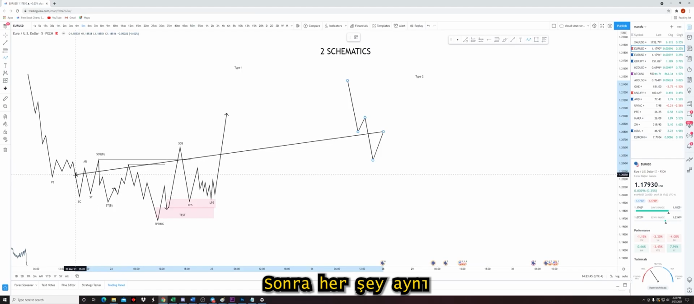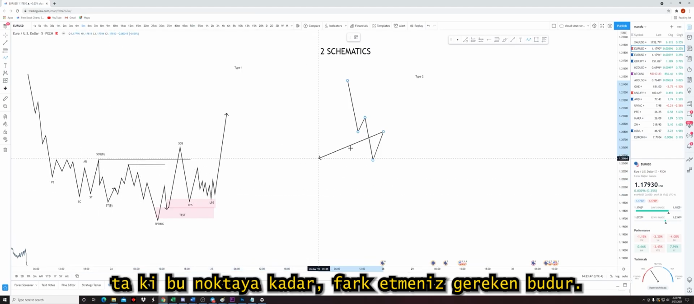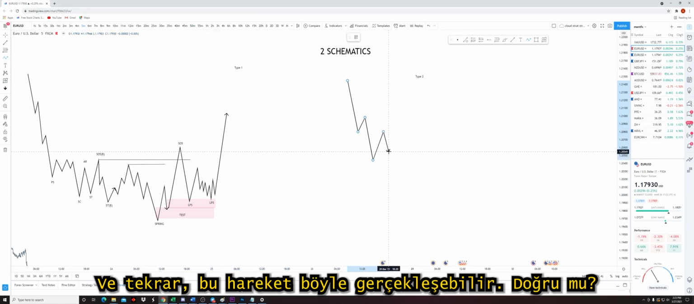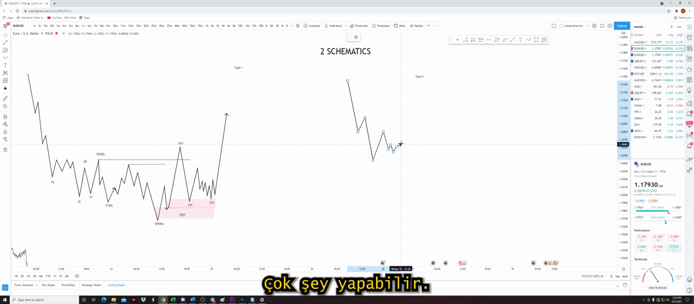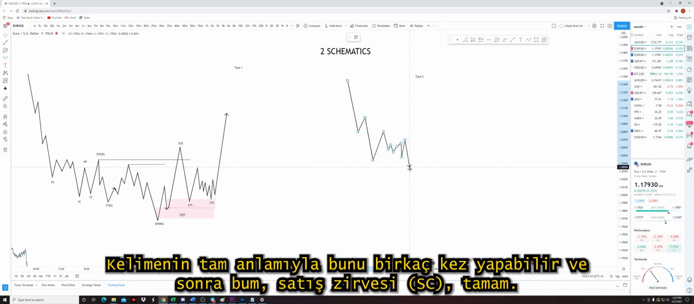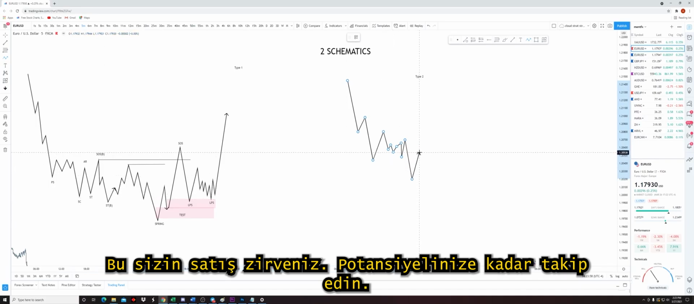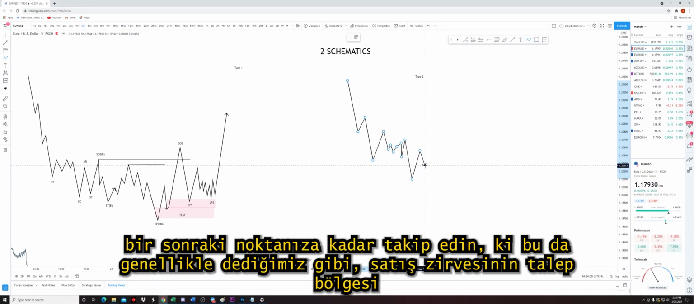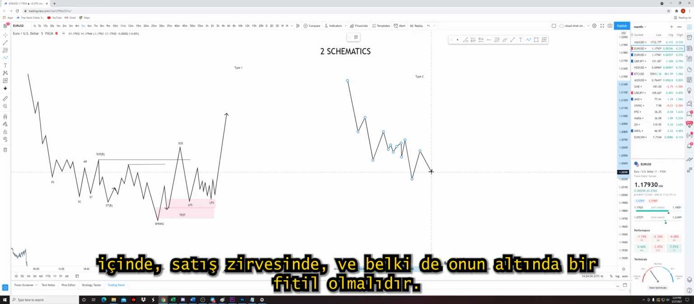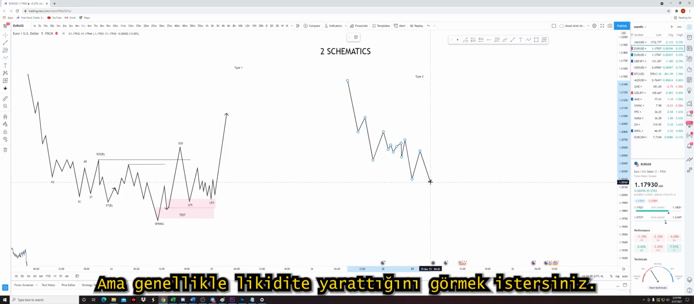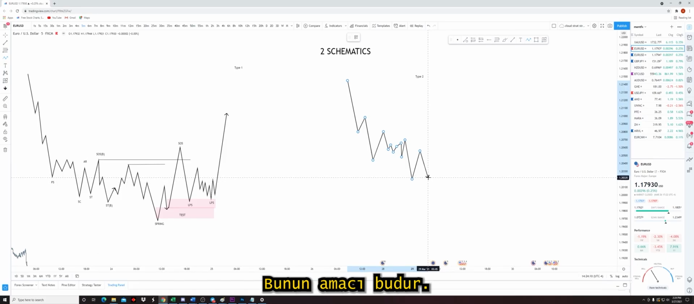Followed by, everything is the same up until this point is what you have to recognize. You have your move down, and again, this move can happen like multiple times like this, right? It can literally do this a few times, and then boom, selling climax, okay? That's your selling climax. Follow that up to your potential AR. Follow that down to your next point, which usually, like we said, should be inside the demand zone of the selling climax, and maybe a wick below it. That's okay, but usually you want to see it create liquidity. That's the point of it.